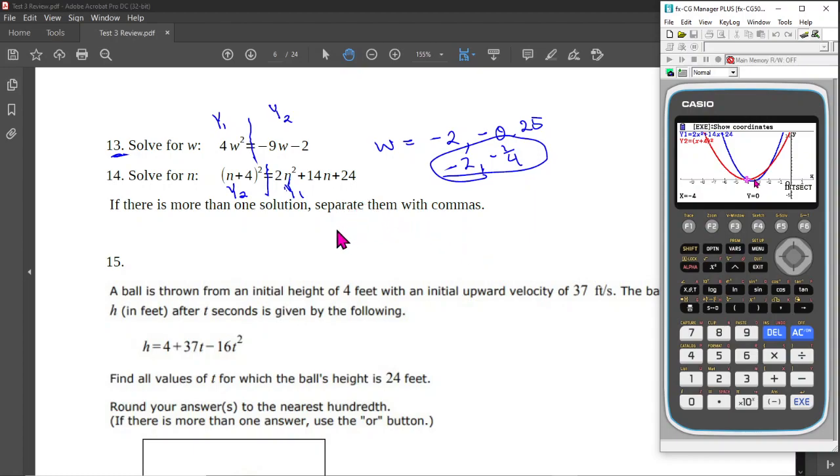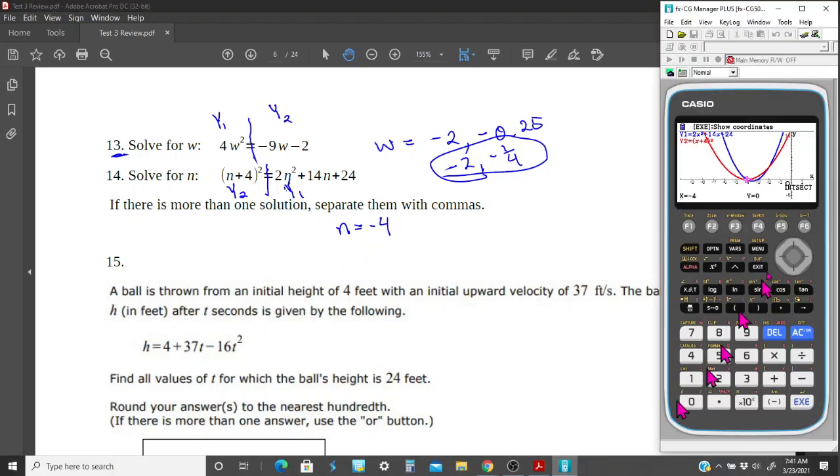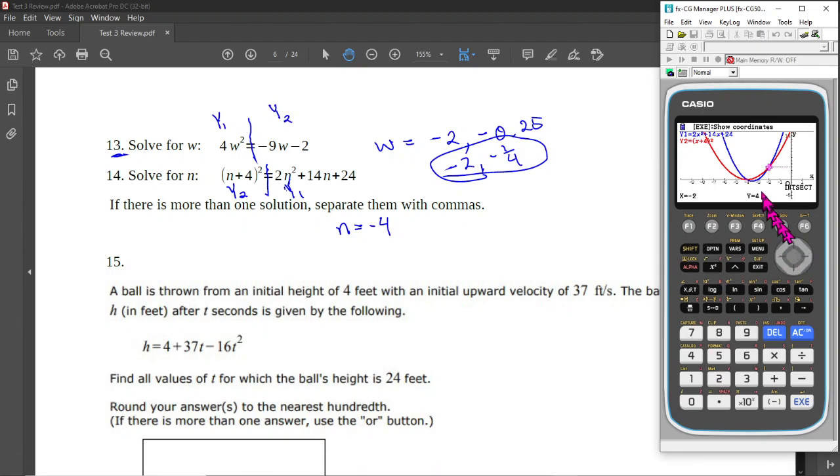And again, when we come back here, remember to use n if that's what they're asking for, not x. And then to find the second one, we just hit the right arrow, and it goes to the other intersection, all visual, and we find that happens at -2.